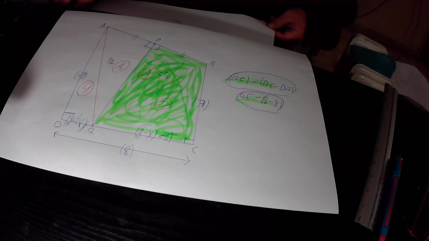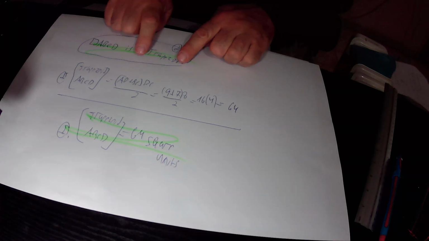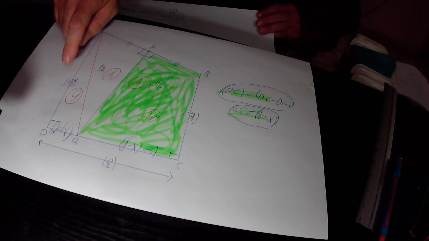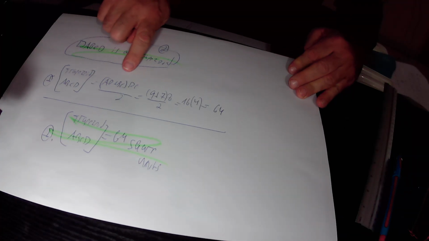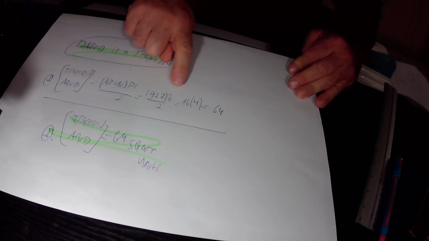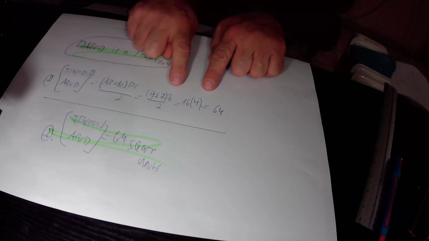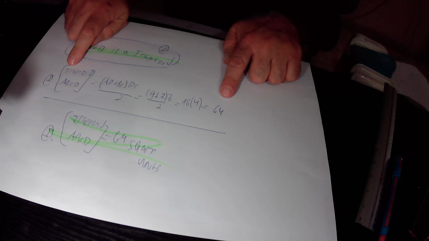AD is 9, BC is 7, DC is 8. So in total, the area of the big trapezoid ABCD equals 9 plus 7, that is 16, times 8 over 2, which is 4. So this equals 16 times 4, that is 64. So we found out that the area of the big trapezoid ABCD equals 64 square centimeters.